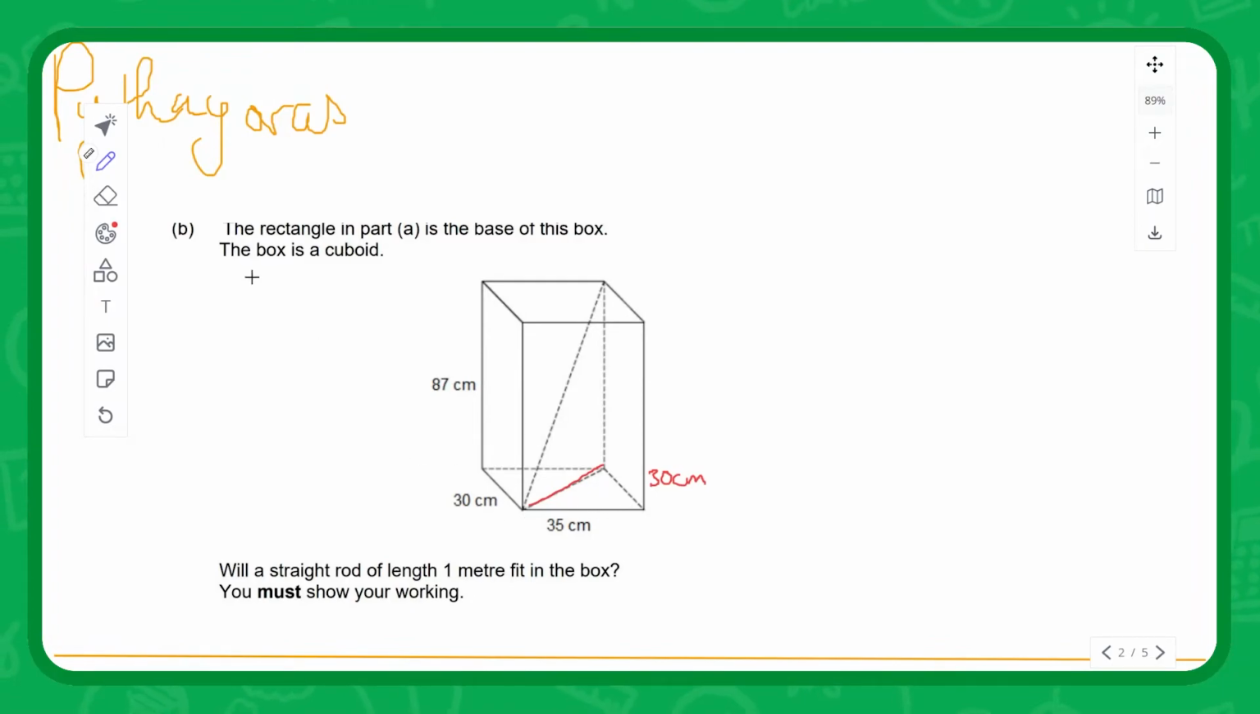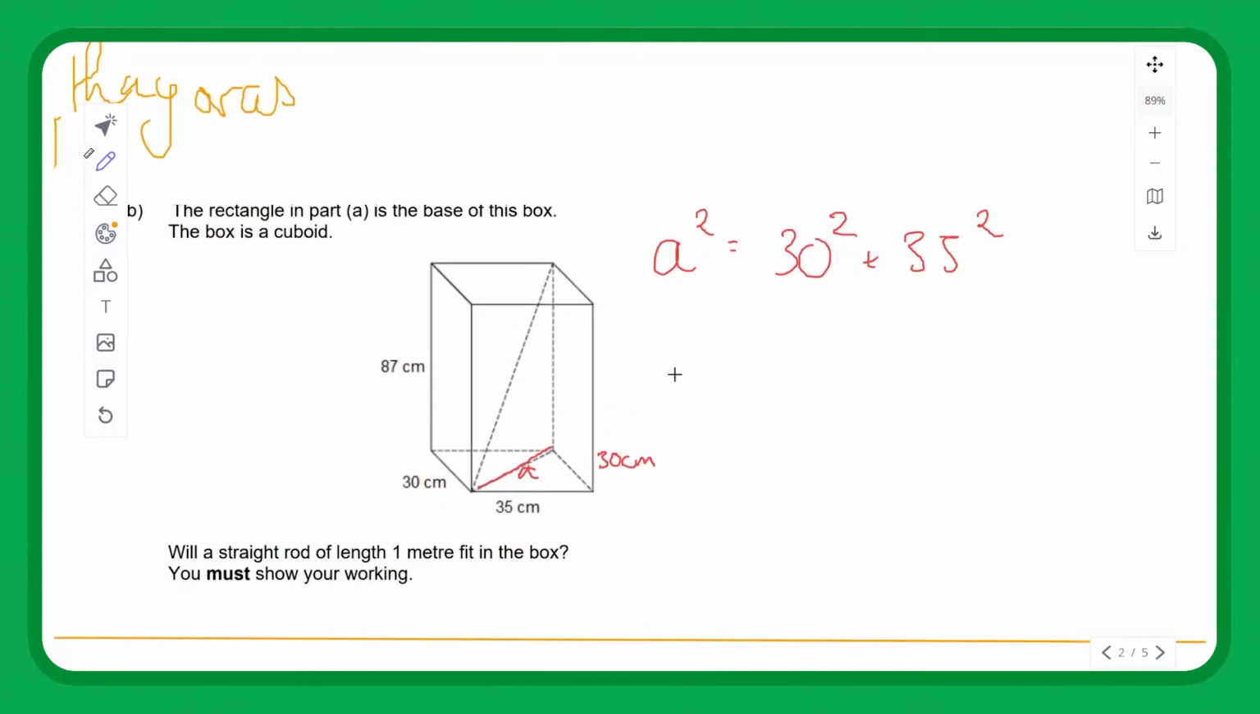That's 35. We can read it off. So to calculate that length there, we'll call it A. That means that we can use Pythagoras. So we say that A squared is going to be equal to 30 squared plus 35 squared. Now, if we wanted to, we could calculate it right now by doing A equals the square root of those. But I'm actually just going to leave it in this form for a minute. You'll see why in a second, then you can use this trick as you do any more of your maths.